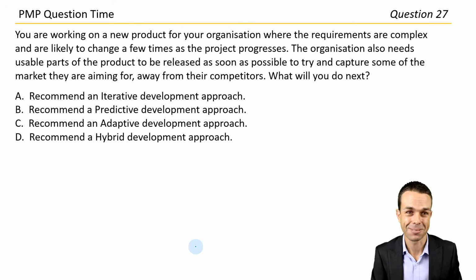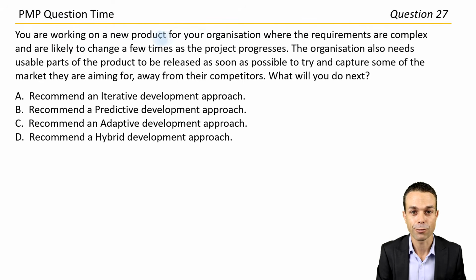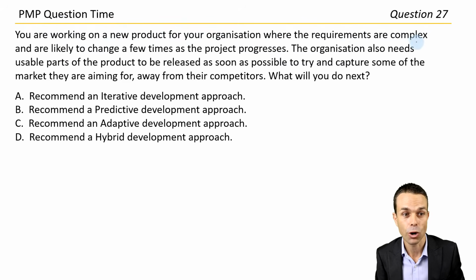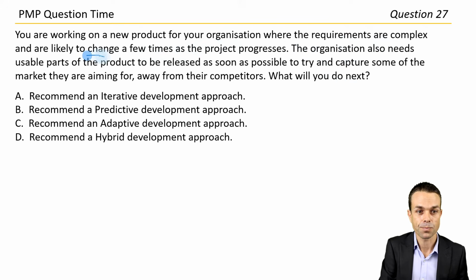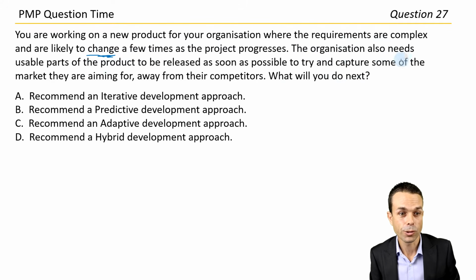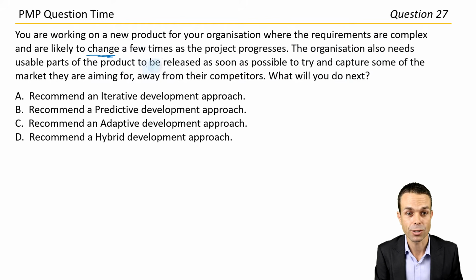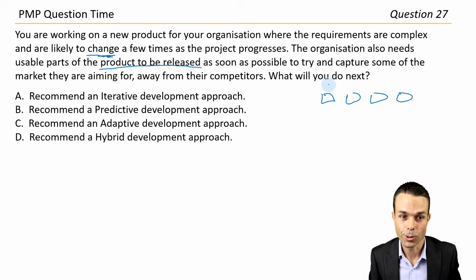All right, next question. You're working on a new product for your organization where the requirements are complex and are likely to change a few times as the project progresses. All right, that's another good clue. So requirements are going to change. The organization also needs usable parts of the product to be released. That's another good clue. Those are our increments, as fast as possible to capture some of the market that they're aiming for away from their competitors. What will you do next?